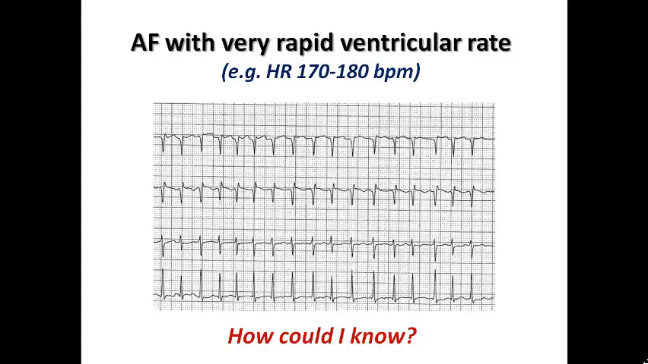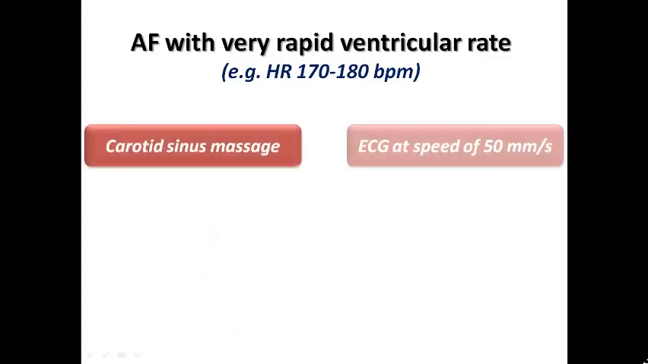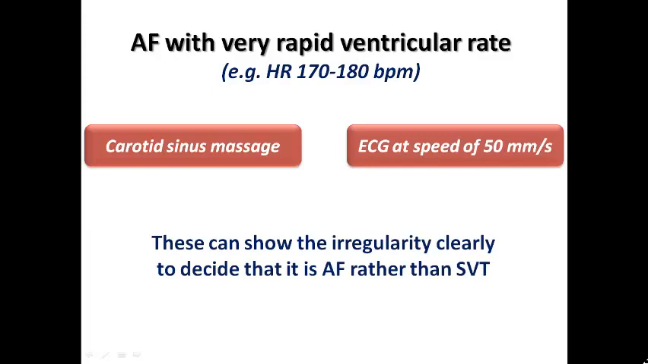If you try to concentrate on the ECG and use a paper, at that time you will notice slight irregularity that confirms the diagnosis of atrial fibrillation. But if there is a dilemma in the diagnosis between you and your colleague, how could you know? If, for example, you say that this is atrial fibrillation and your colleague rejects this diagnosis, at that time we have two techniques. We can perform carotid sinus massage, or we can record an ECG at a speed of 50 mm per second.